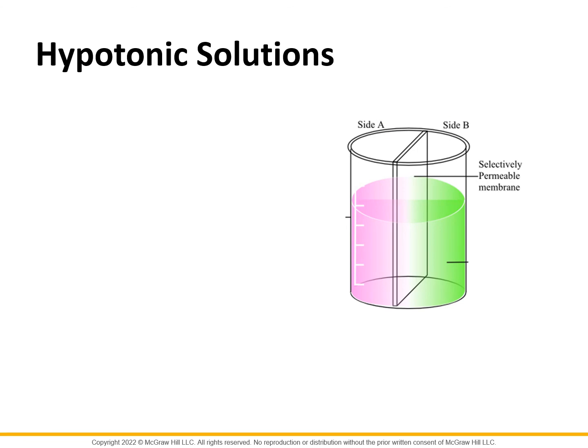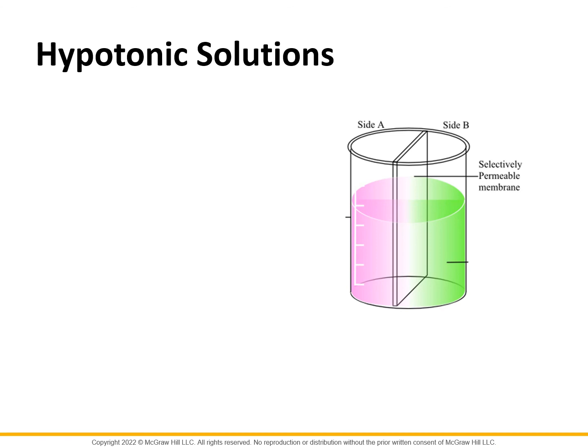So if the two solutions do not have the same concentration of solute, so if they are not isotonic, then that means one has to be hypotonic and the other has to be hypertonic. So in other words, or with the analogy of the height, if two people are not the same height, then one person has to be shorter and one has to be taller.